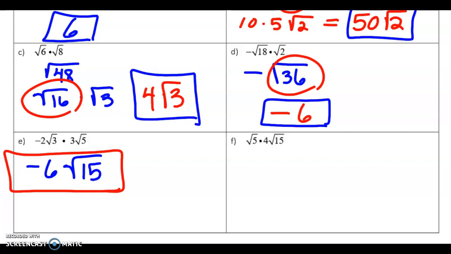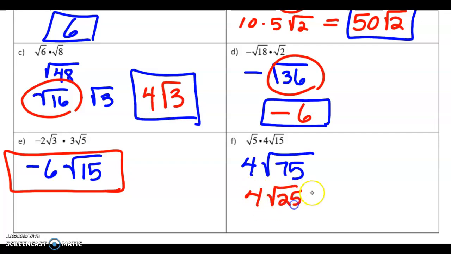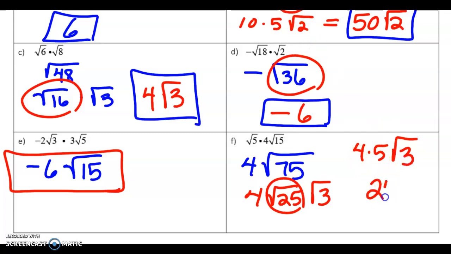Letter F, the 4 is in front. Nothing's in front here, so it's an implied 1. 1 times 4 is 4. 5 times 15 is actually 75. And from my list, the highest perfect square that divides into 75 without a remainder is 25. And I know the square root of 25 is 5, so I have 4 times 5 in front. I don't know the square root of 3. These are both in front, so they get multiplied together. So when all is said and done, the answer to this problem is 20 root 3.